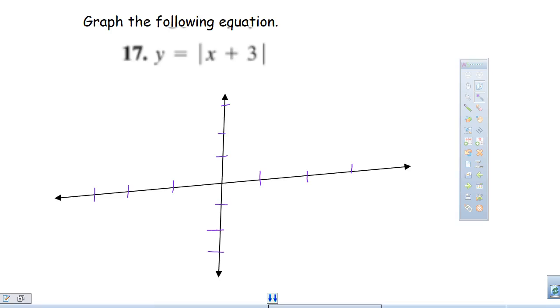So is that plus 3 inside or outside? Inside. It's inside with the parent function. So we're either going to go to the left or the right. Which direction do we have to go? To the left. Yep. I'm going to the left 3, up 1 over 1, up 1 over 1.